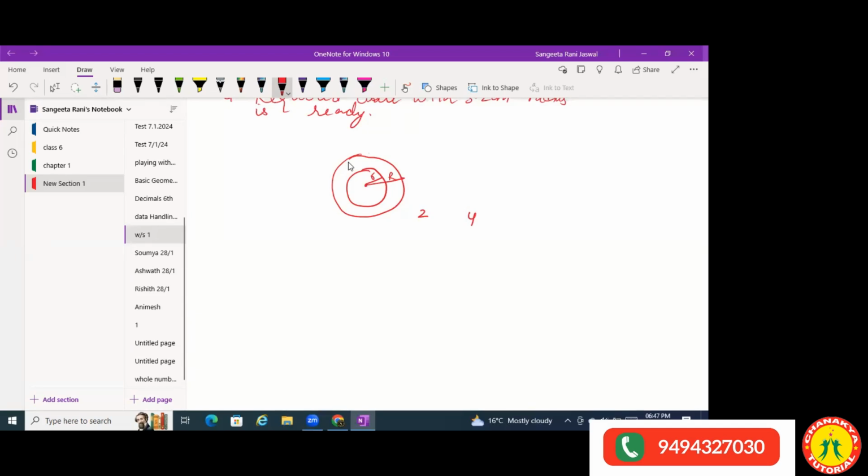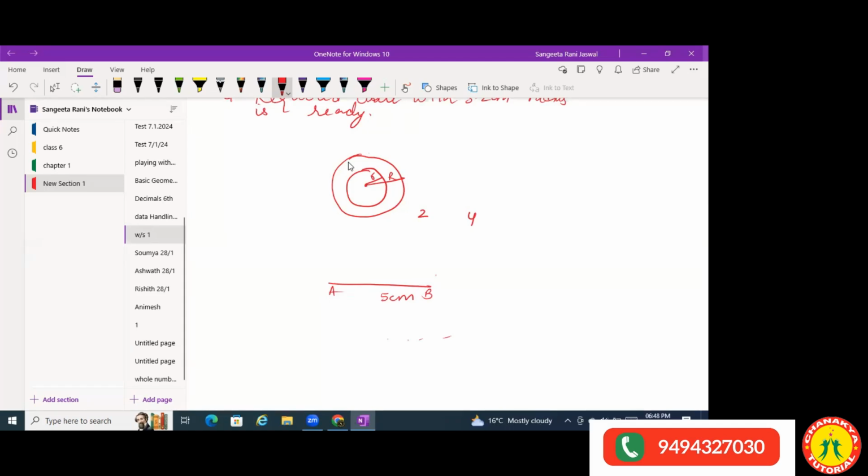Okay, now if you are given a line, you have to make a copy of the given line segment. If you are given one line AB, say 5 centimeters, and you want to make a copy of that, what do you do in that case? Adjust your compass. First of all, draw a line in your notebook like this of 5 centimeter. Now you have to create another copy of this. How will you do that?